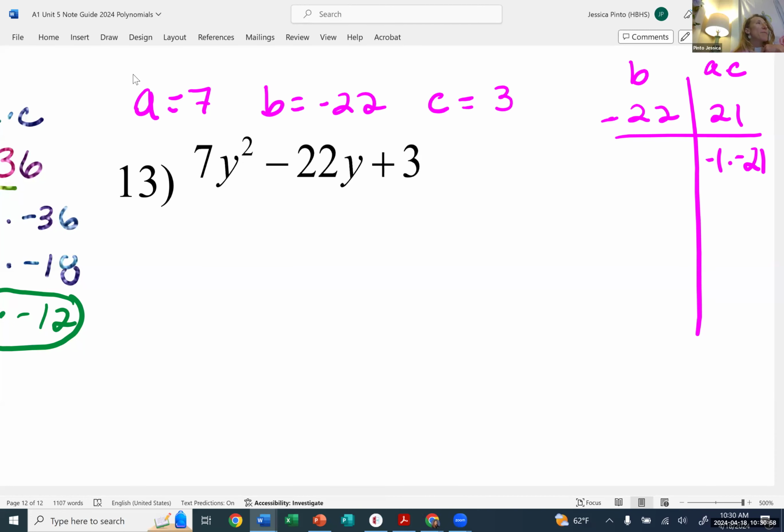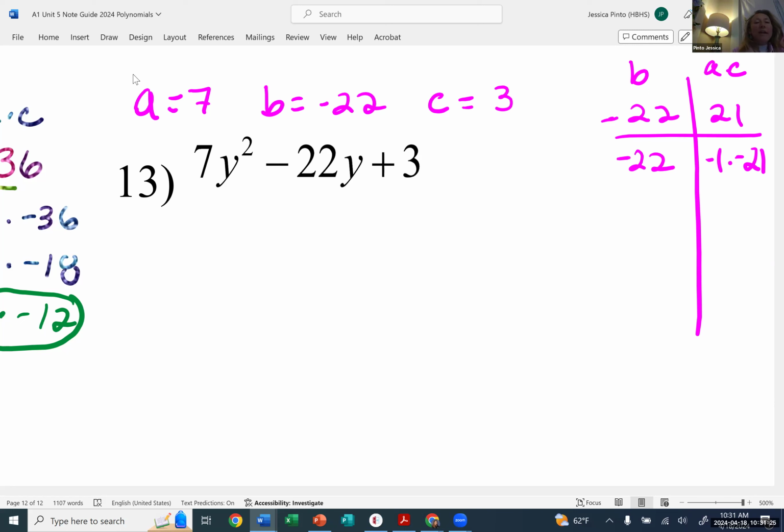Who else found this combination? All right, good. Negative 1 and negative 21 is correct. If you put 1 and 21, you get the problem incorrect because you do not have the correct sign. A negative times a negative is a positive, but 2 negatives add and keep the sign the same. A negative plus a negative stays negative.